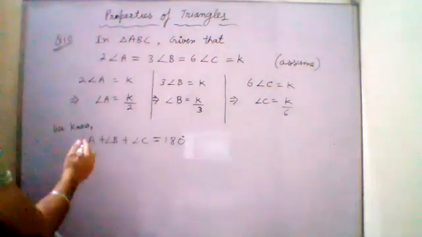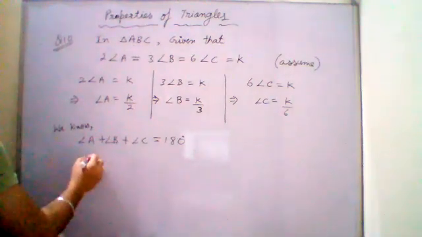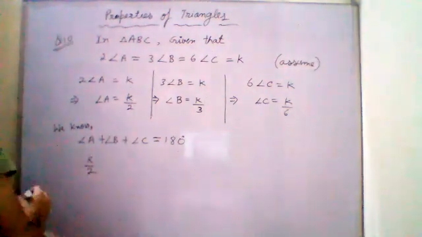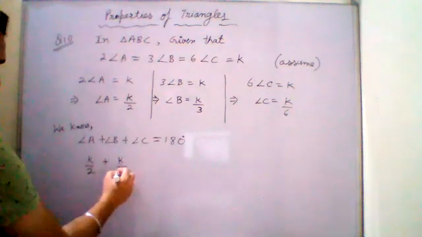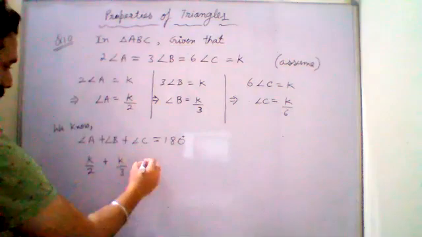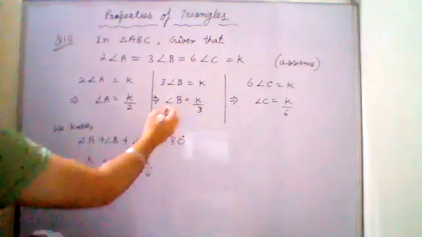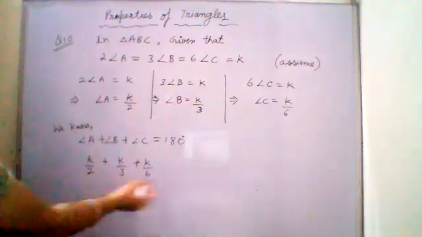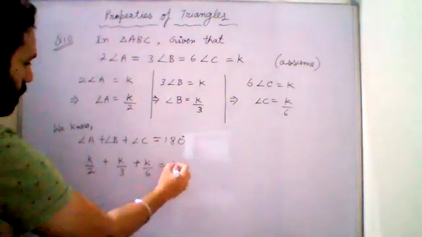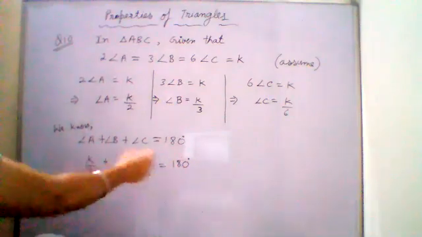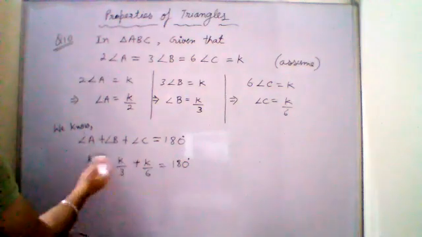So what is angle A? Angle A is K upon 2. Put the value of angle A, K upon 2 here. What is angle B? It is K upon 3. And what is angle C? It is K upon 6. So putting all the values in this equation, K upon 2 plus K upon 3 plus K upon 6 equals 180 degrees. This is a linear equation, and from it we can find the value of K.